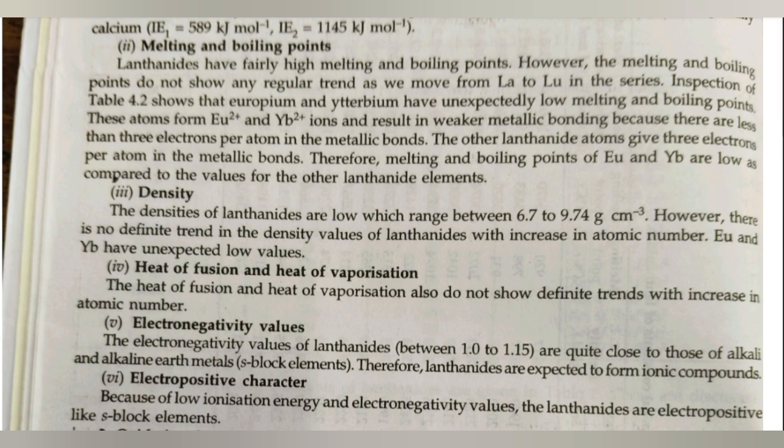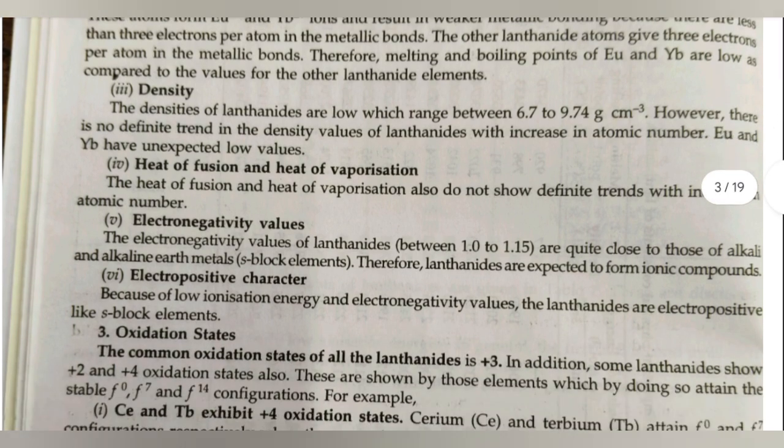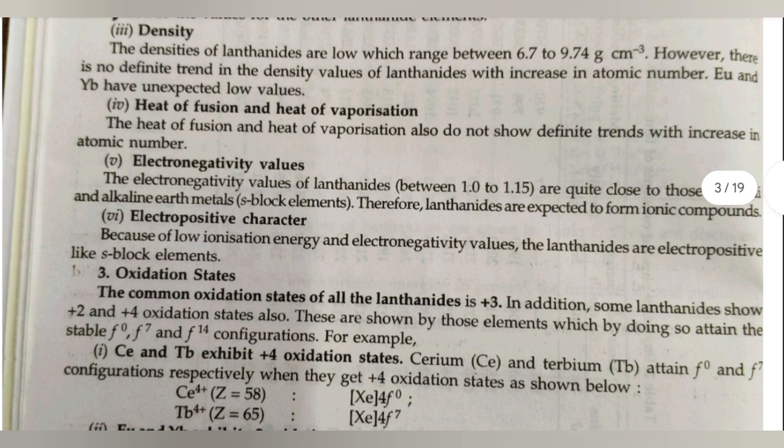These atoms form europium and ytterbium ions and result in weaker metallic bonds because they contribute less than 3 electrons per atom in the metallic bond. The other lanthanide atoms give 3 electrons per atom in the metallic bond. Therefore, the melting and boiling points of europium and ytterbium are low as compared to the values for the other lanthanide elements. Third is density. The densities of lanthanides are low, which range from 6.7 to 9.74 gram per centimeter cube.